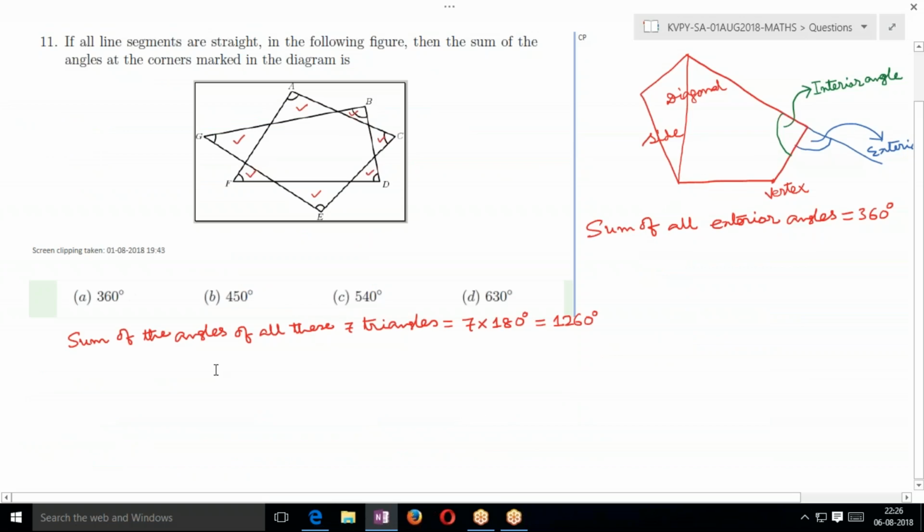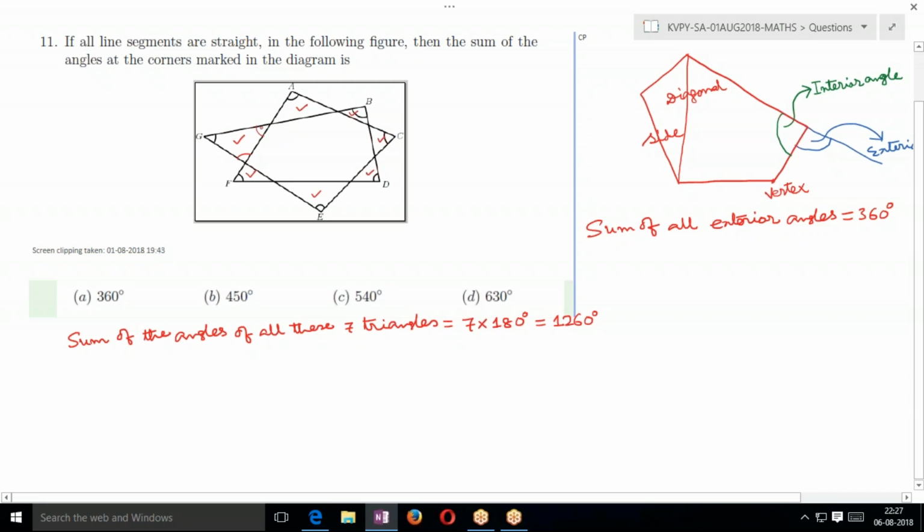Now if you look into the diagram very carefully, the base angles of the triangles are the exterior angles of the 7-sided polygon, isn't it? So what is the base angle? If you look, these are the base angles. This is the base angle, this is the base angle. This is nothing but an exterior angle, no? Right? If you look into this polygon, okay.